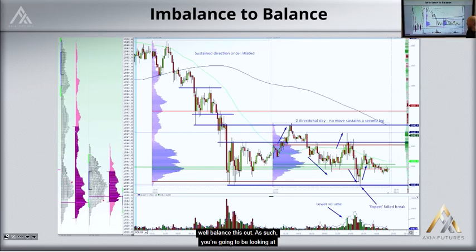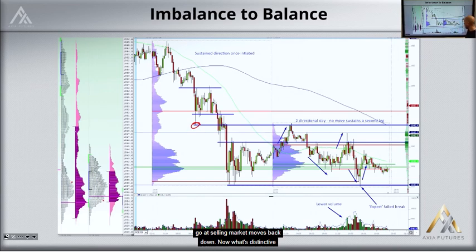As such, you're going to be looking at any counter trend move as a possible sell. You're maintaining your bearish bias, maintaining the idea that you can respond to this big sell-off by trying to sell again. So anything that moves back, clear previous reference point, you can have a go at selling.